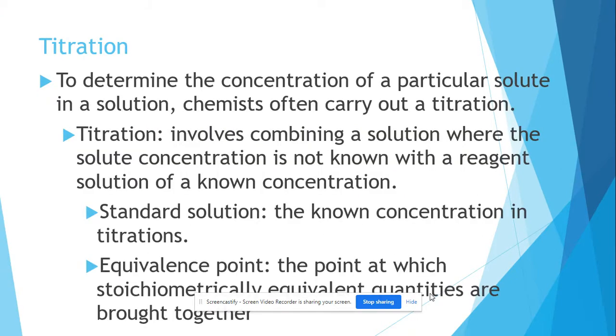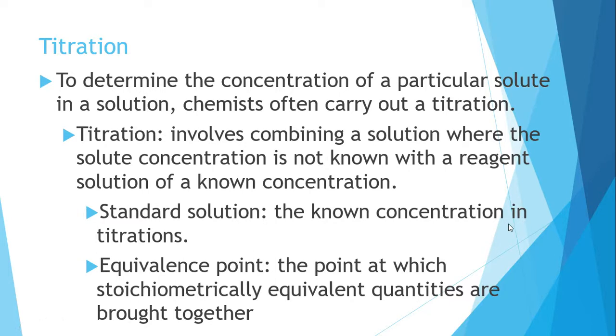So this part involves something known as titration. To determine the concentration of a particular solute in a solution, chemists often carry out something known as a titration. You're going to be doing this later on this week. A titration is defined as combining a solution where the solute concentration is not known with a solution where the concentration is known. There are kind of 2 major definitions to understand from this, and the first one is called a standard solution. This is the known concentration in a titration.